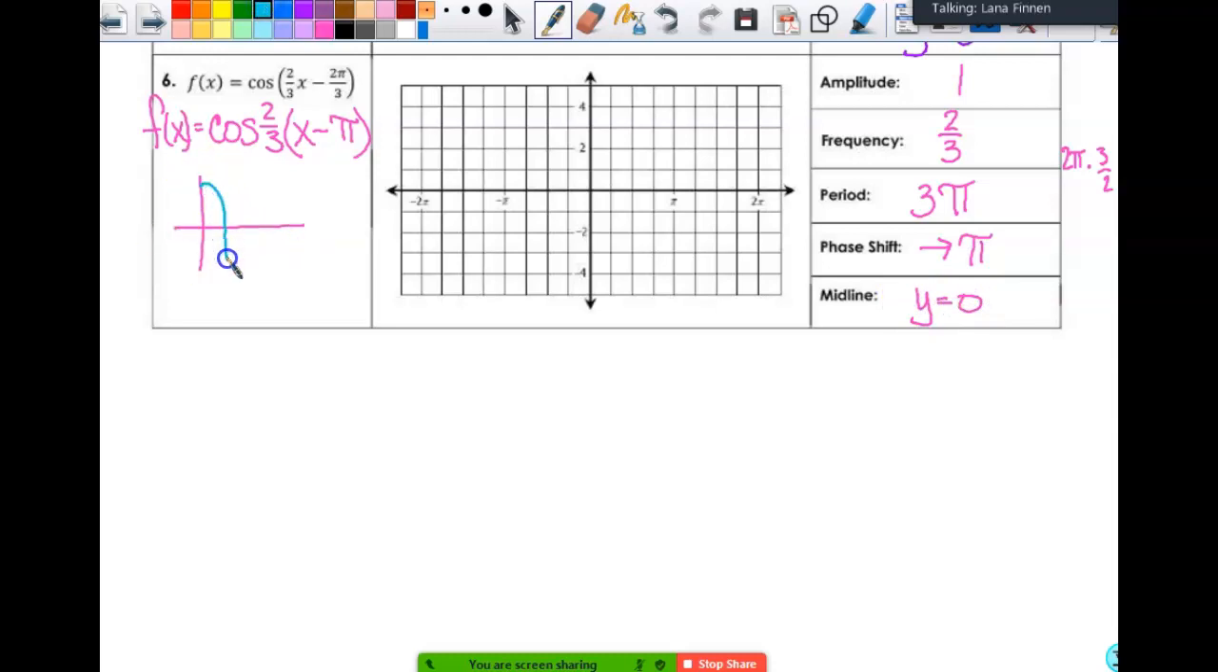This is a cosine graph, so here's my cosine parent function. Midline, y equals 0.